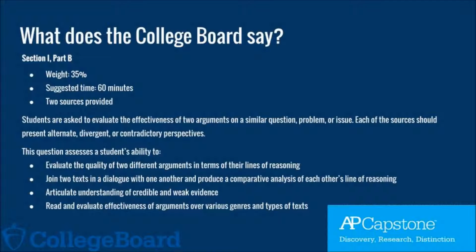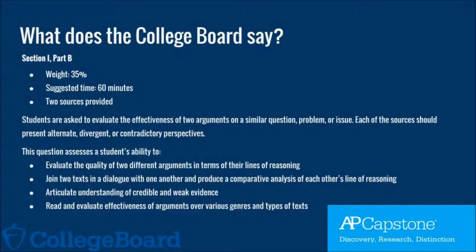So what does the College Board say? For Section 1, Part B, the weight is 35% of your 40% end of course exam. That means this question makes up 14% of your AP score. The suggested time that College Board recommends for Section 1, Part B is 60 minutes, and 2 sources are provided.